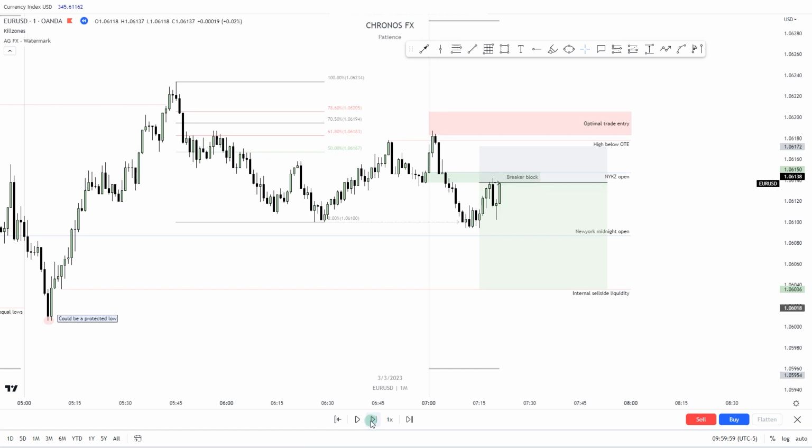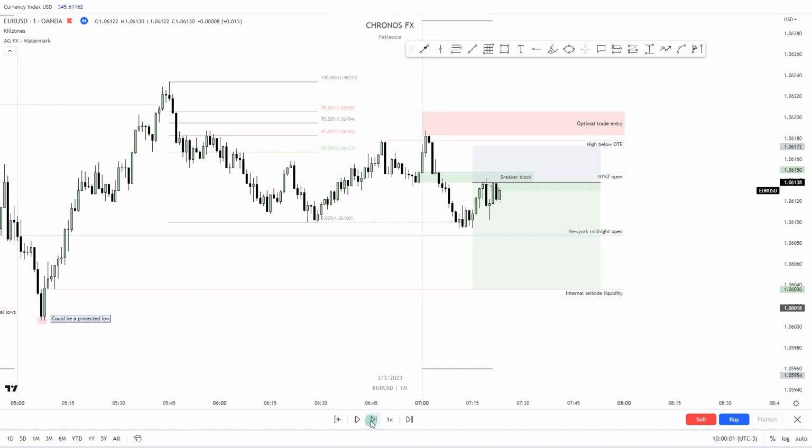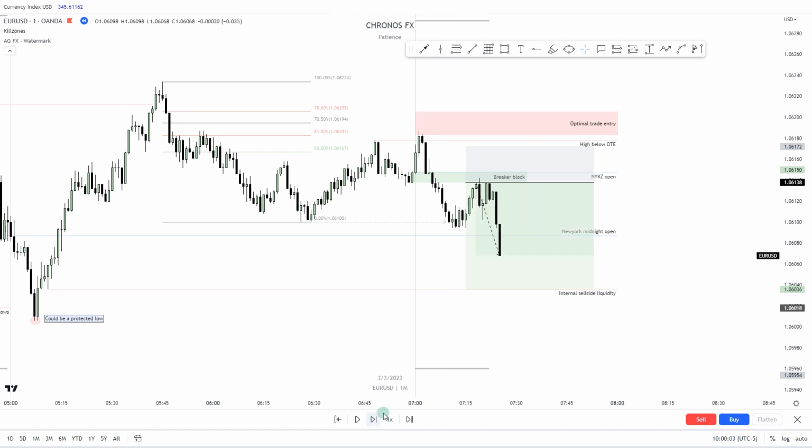Okay, perfect. This is what I want to see. Oh, all right, yes. This is what I want to see. Price tapping into the breaker block, closing below. If price breaks above the breaker block, it's not valid anymore. And I will be careful with the trade. So I will probably close it or do something. So this is key.